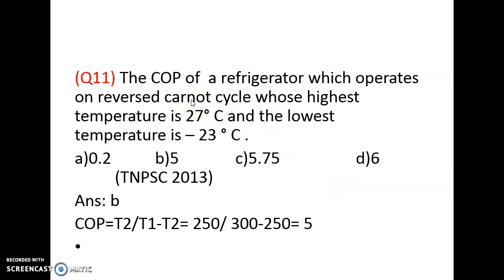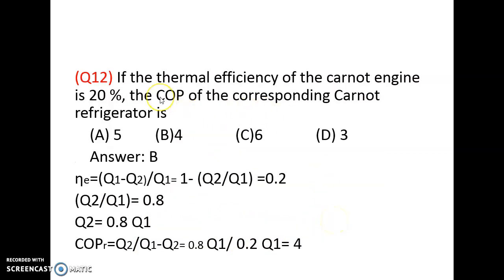The COP of a refrigerator which operates on a reverse Carnot cycle, whose highest temperature is 27 degrees Celsius and the lowest temperature is minus 23 degrees Celsius. So COP equals T2 by T1 minus T2. T1 equals 300. T2 equals 273 minus 23, which is 250. So T2 is 250, T1 minus T2 is 300 minus 250, so COP is 5. Option B is correct.